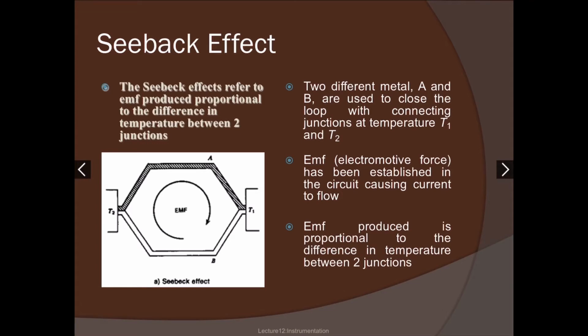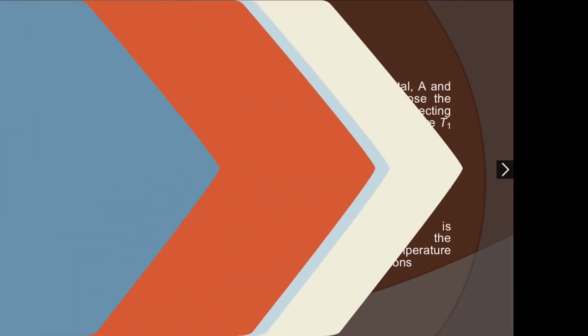Refer to this diagram here. There are two different metals, A and B, used to close the loop with connecting junctions at temperature T1 and T2. Electromotive force has been established in the circuit, causing current to flow. This electromotive force that's produced is found to be proportional to the difference of temperature between two junctions.